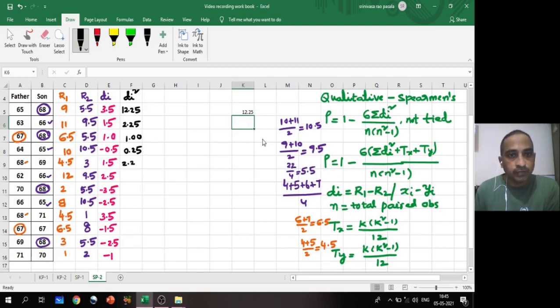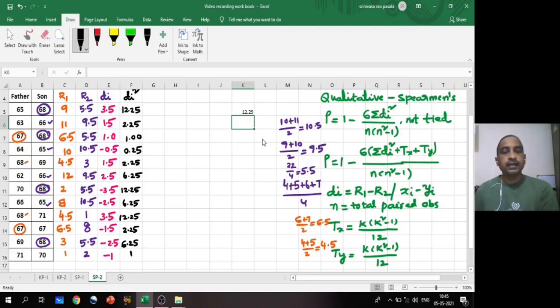This is also 2.25. This is 6.25, and this is 12.25. Am I correct? So this is 2.5, 6.25. 3.5 is 12.25, right? So this is 2.25. This is 6.25. This is 1, right? So this is nothing but the di square.